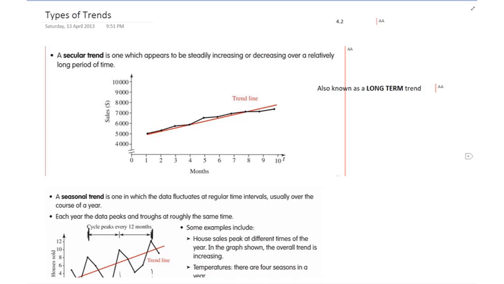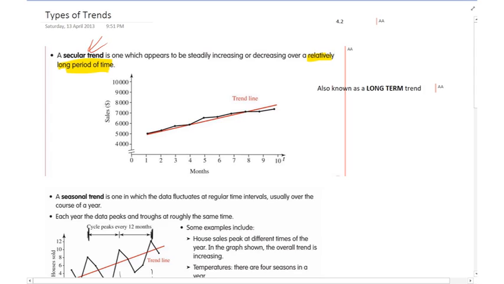Okay, so a secular trend is one which appears to be steadily increasing or decreasing over a relatively long period of time. So it's not something you're going to do when it goes for 7 days. But for example, if you've been looking at over a year's worth of sales figures and you take in every week or every month, that's going to be over a relatively long period of time. And that's what we call a secular trend.